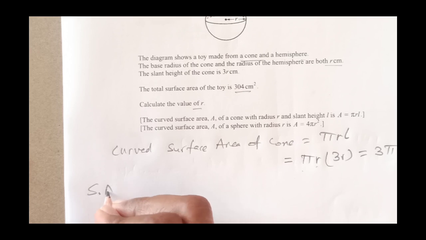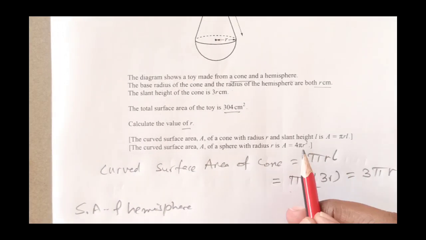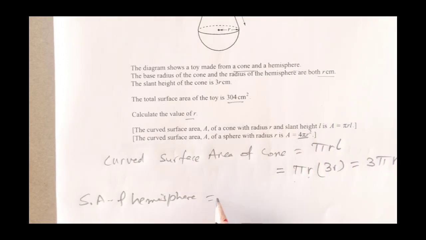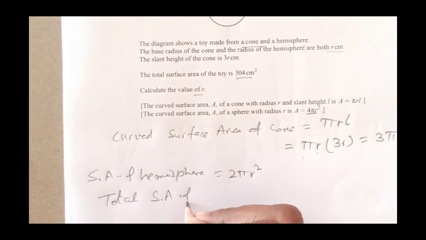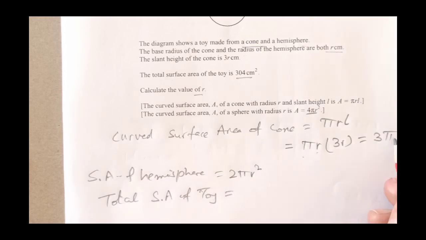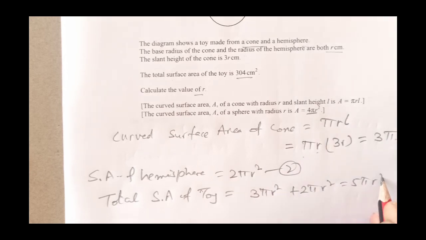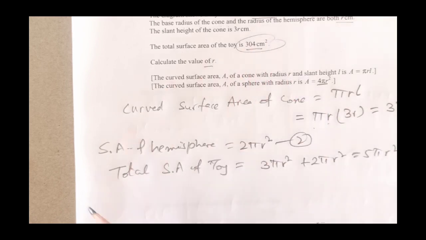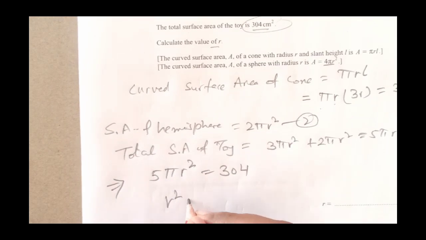Then surface area of hemisphere. So surface area of sphere is 4 pi r squared and half of that is going to be 2 pi r squared, right? So then the total surface area of the toy is adding these two, 1 and 2, that is 3 pi r squared plus 2 pi r squared, that is 5 pi r squared, right? So this total area is given to us 304. So that means 5 pi r squared is equal to 304 and we are looking for the radius.